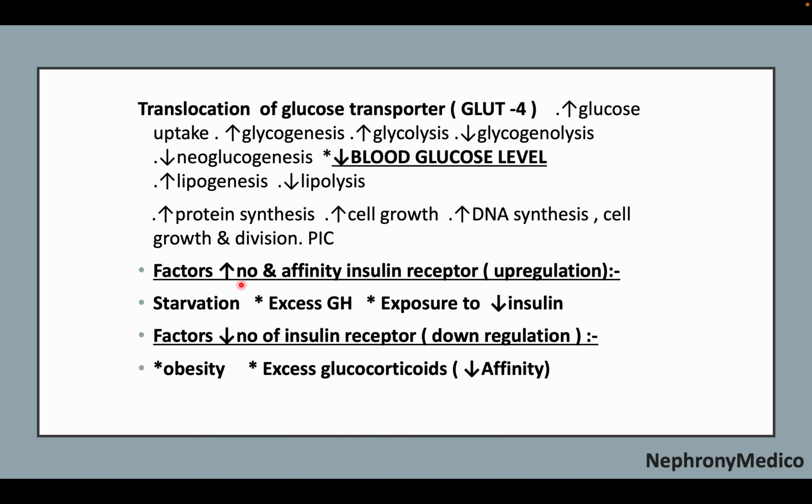The factors increasing the number and affinity of the insulin receptor are starvation and excess growth hormone exposure, which reduce insulin. Factors reducing the number of the insulin receptor are obesity and excess glucocorticoid.